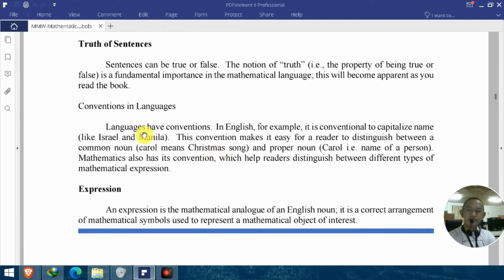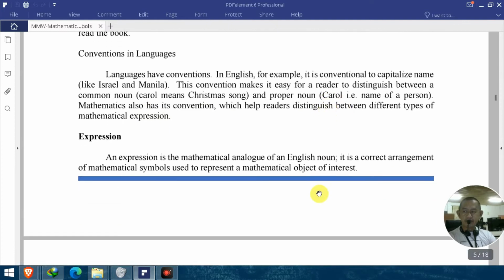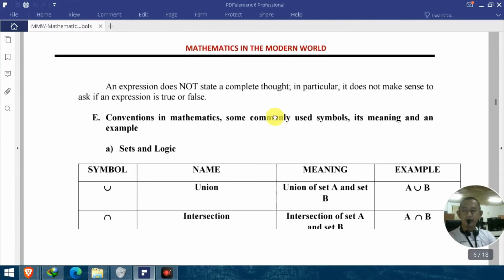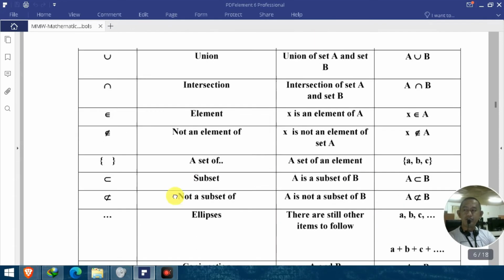In English, for example, it is conventional to capitalize names like Israel or Manila. This convention makes it easy for readers to distinguish between a common noun, carol, meaning a Christmas song, and a proper noun, Carol, the name of a person. They are the same word with different meanings, and capitalizing the first letter lets you identify it right away. Mathematics also has its own conventions that help readers distinguish between different types of expressions. An expression is a mathematical analog of an English noun. It is a correct arrangement of mathematical symbols used to present a mathematical object of interest. These are the symbols you will use in your activity.